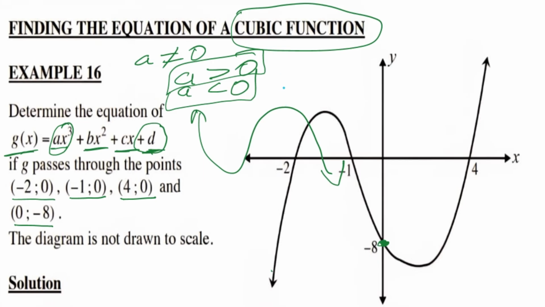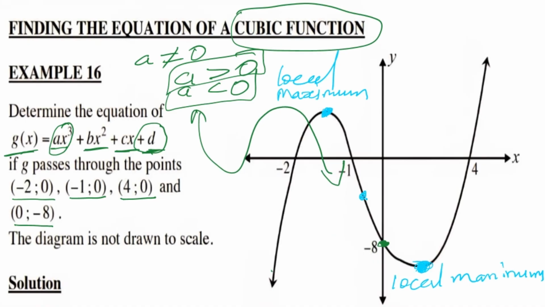Now there is something that I have to talk about here. Do you see there is a point somewhere there and a point right here? This one is called the local maximum. This one is called the local minimum. All right. And right here we will have a point of reflection. We will have a point of reflection there.